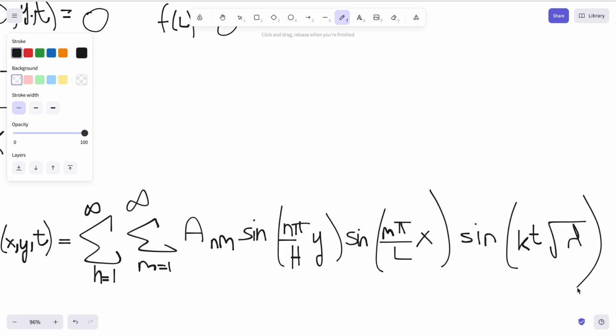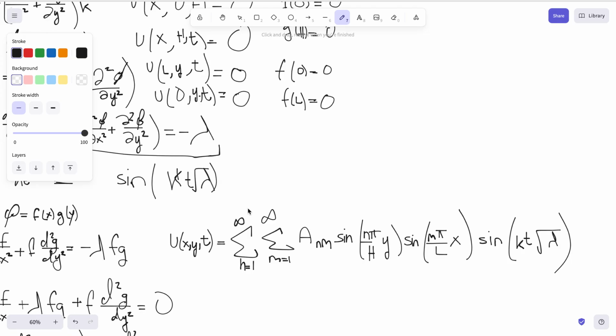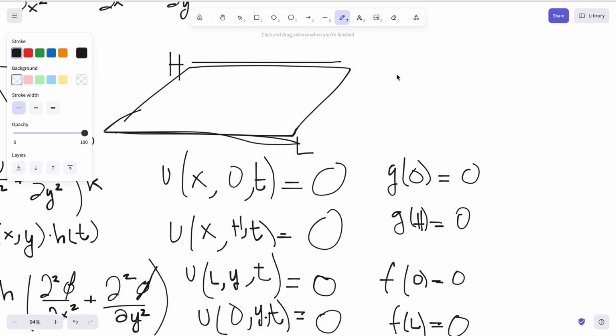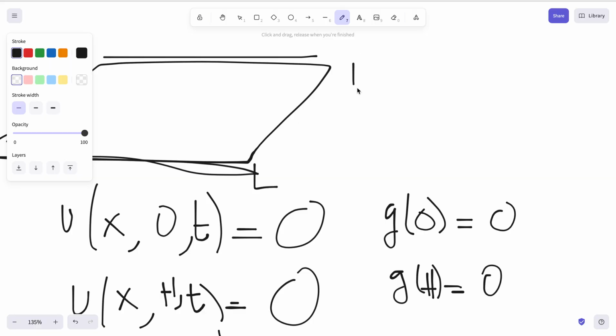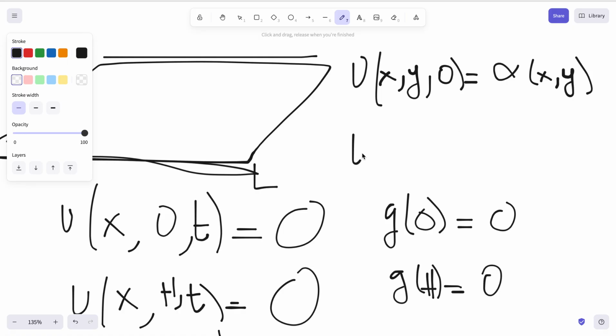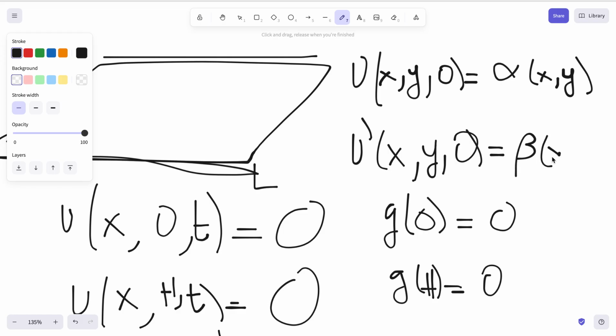Great. So now, with this, what we can do is, okay, I didn't establish it before, but initial conditions will just be pretty basic. We'll just say u at x comma y comma 0 is equal to some alpha of x comma y. And because it's the second derivative with respect to time, we'll need a second initial condition. So we'll say u prime at x comma y comma 0 is equal to beta of x comma y, some function.